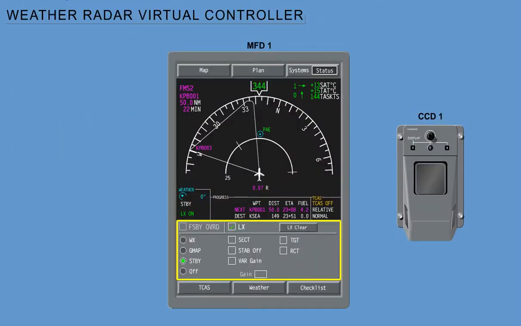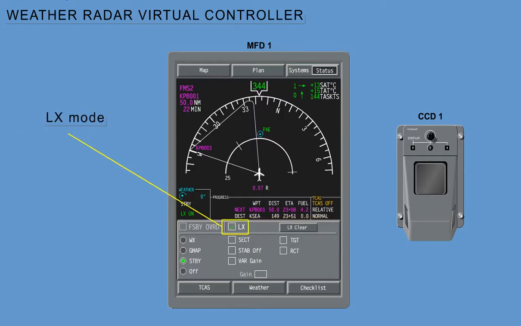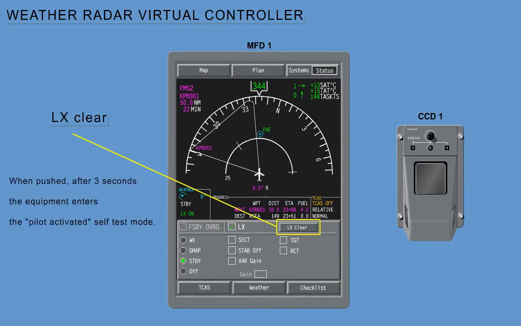The Weather Radar Virtual Controller includes the LSS operating modes. LX mode activates the LX mode on and off. LX clear: past strikes and symbols are cleared. When pushed, after 3 seconds the equipment enters the pilot-activated self-test mode.